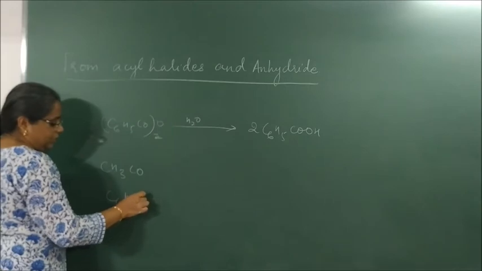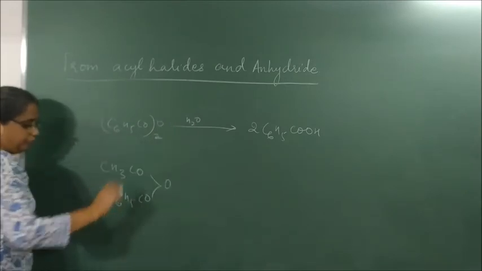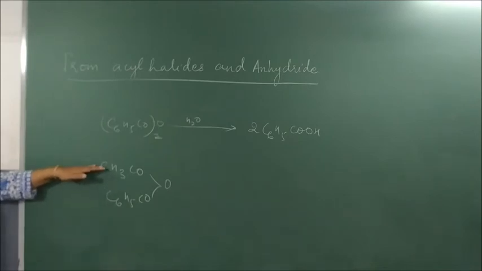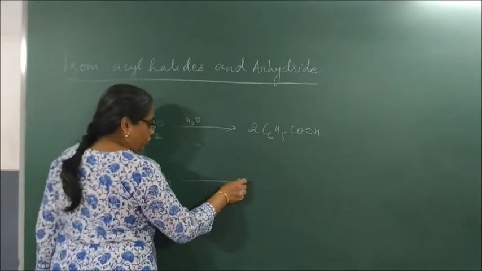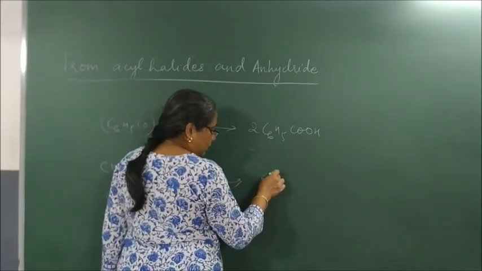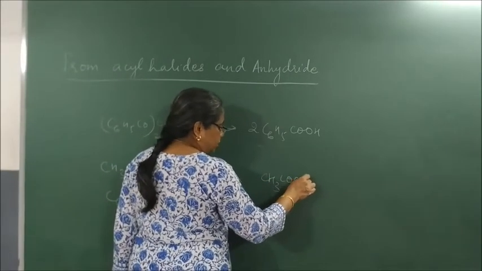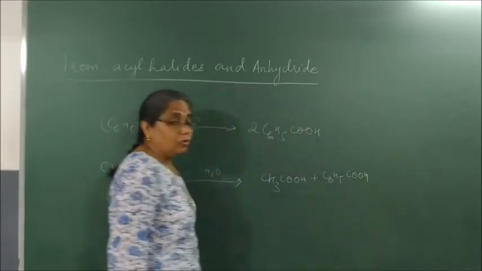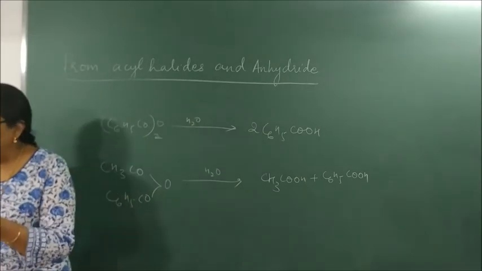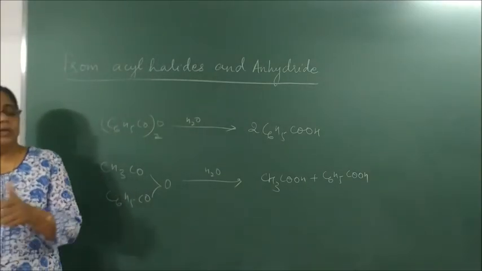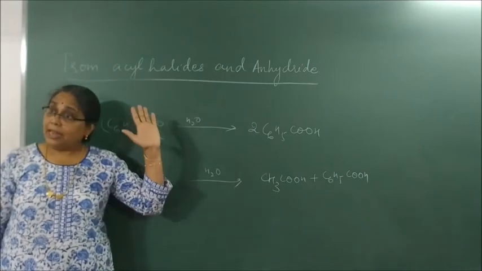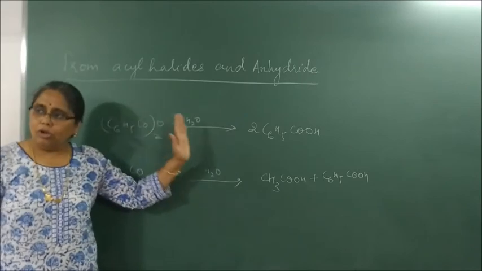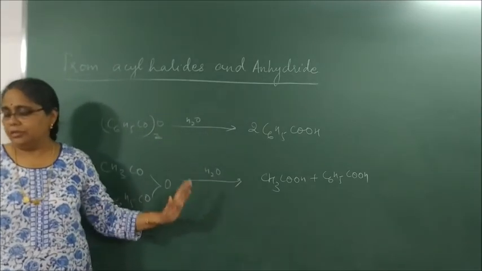If I take CH3CO, C6H5CO, this has one aromatic and one aliphatic anhydride. When I do hydrolysis, I will get what? CH3COOH plus C6H5COOH. So what we have learned: amides on hydrolysis give acid. Acid halides on alkaline hydrolysis give acid. Anhydrides on hydrolysis give acid. It's right.